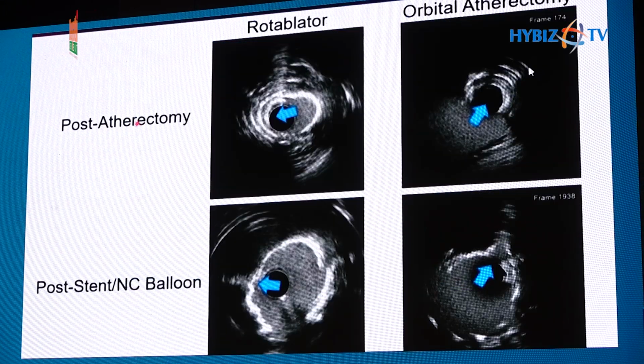So how do we identify whether calcium is cracked on imaging? You can see on the post-atherectomy images on the top, there is reverberation, which indicates that calcium is cracked and light can pass through. Then you can deploy the stent and the images are good. One side is rotablator, the other side is orbital atherectomy.